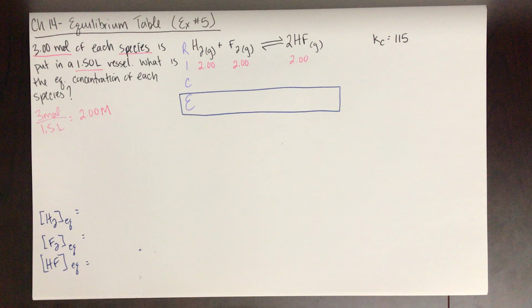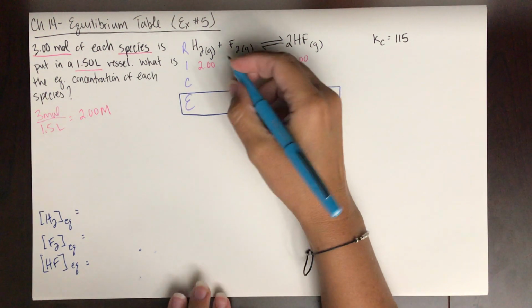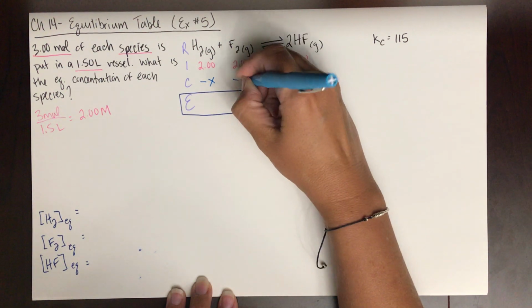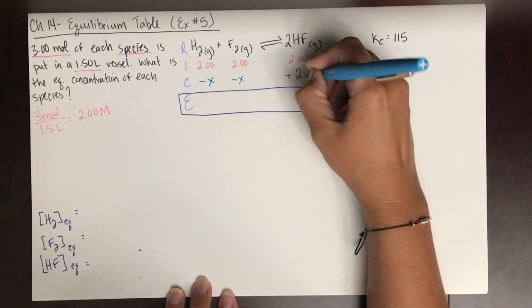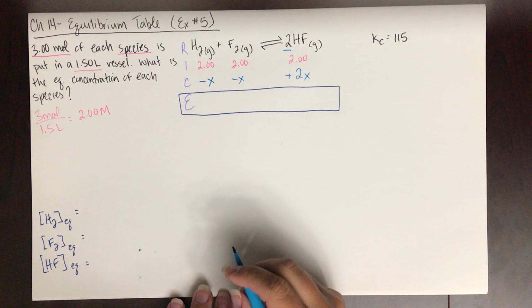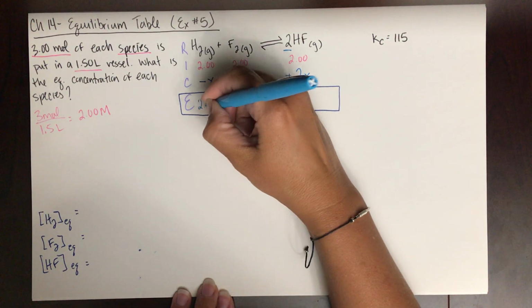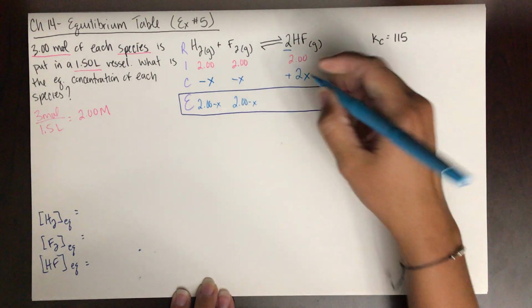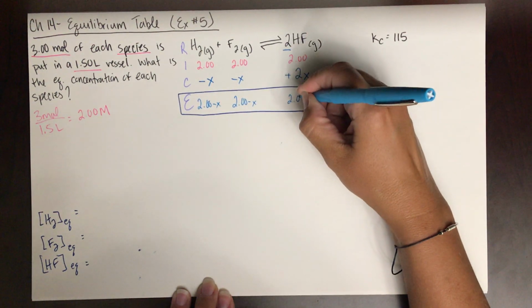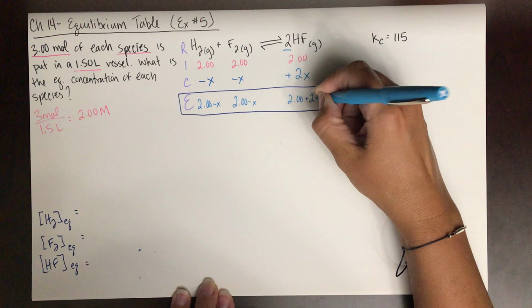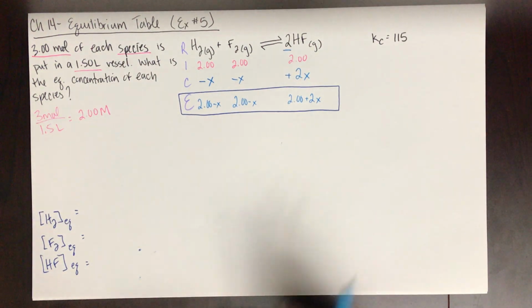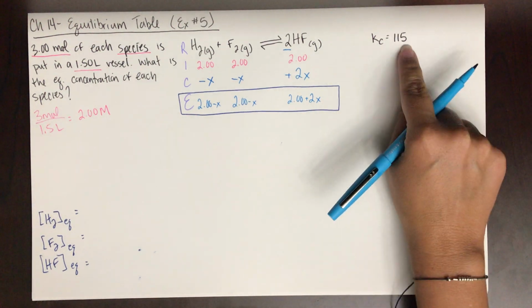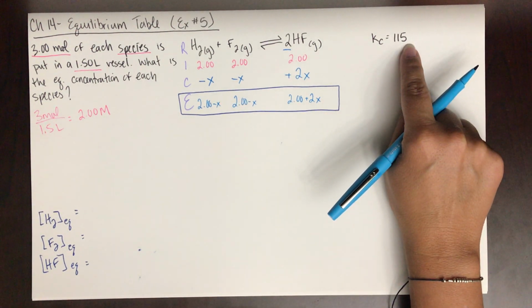Okay, so here, this is changing by minus x, minus x, plus 2x, don't forget that coefficient. So this is going to be 2.00 minus x, 2.00 minus x, 2.00 plus 2x. So now I'm going to use this equilibrium row and the Kc to solve for x.